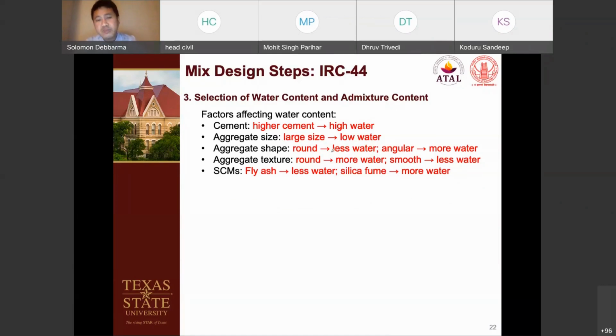So the third step is to select the water. How do we select the water? There are some factors which affect the water. For example, firstly, cement. The quantity of cement affects the water content. If we have higher cement, we will require higher water because of the increase in the surface area of the cement grains. The size of aggregate also affects the water. If we have large size, the surface area decreases, which means we will need low water.